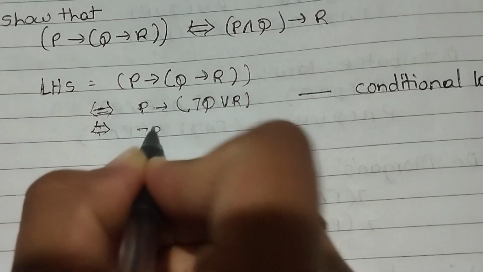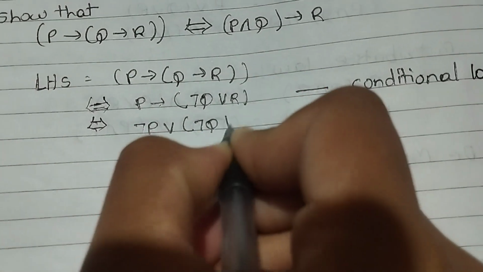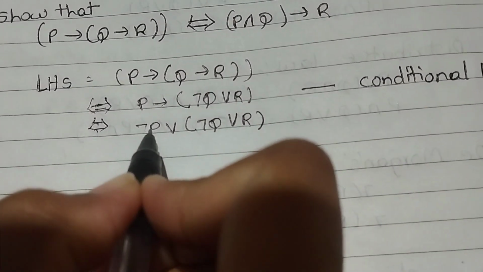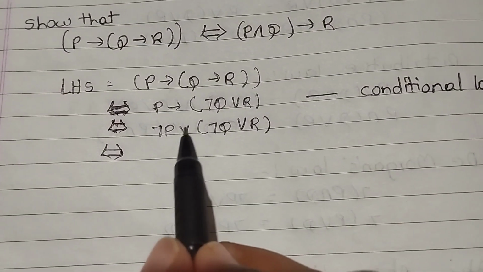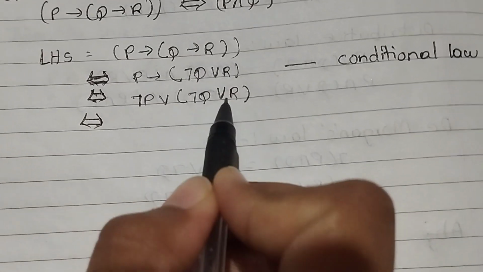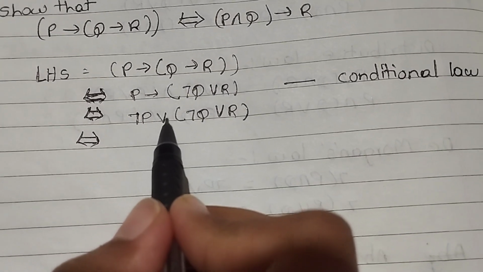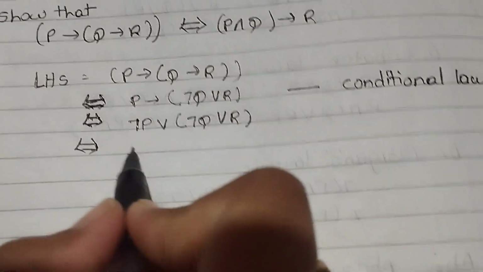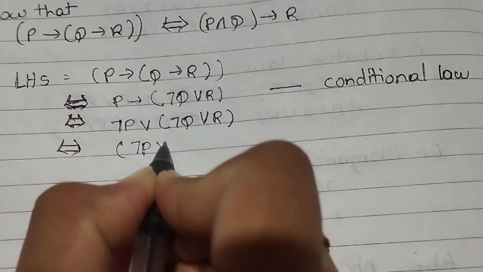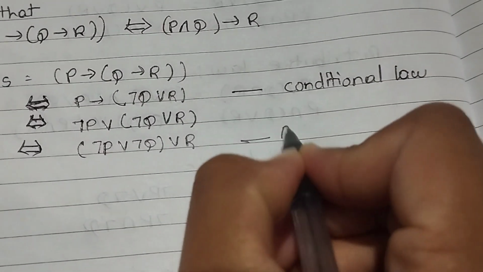Now second, again we use the conditional law for the outer bracket. So negation P or the second bracket as it is. Now look at the equation. Here the connectives of the equation are the same. So here we use the associative law because both connectives are OR. So we use the associative law and change the bracket. Negation P or negation Q or R. Here we use the associative law.